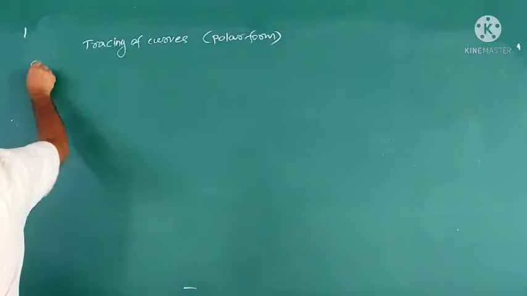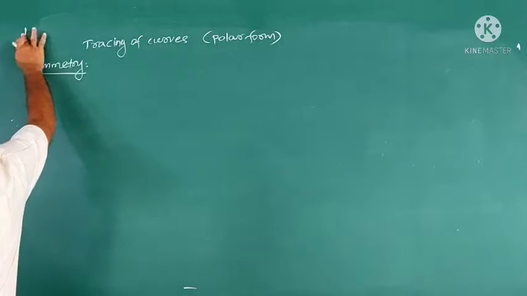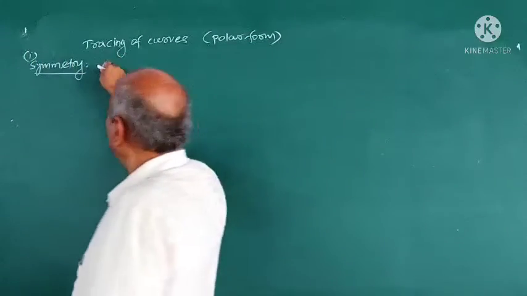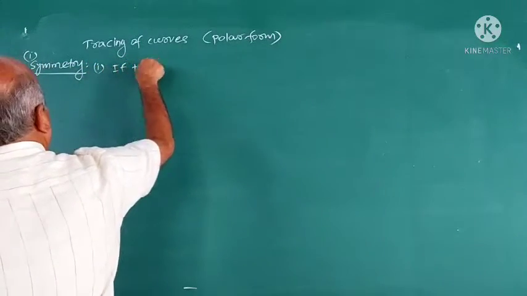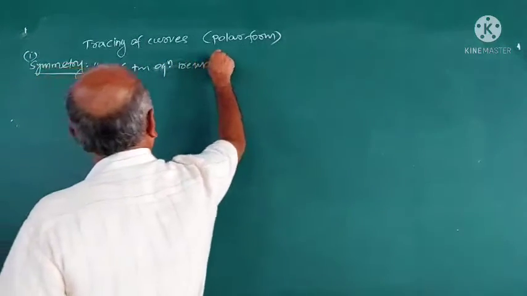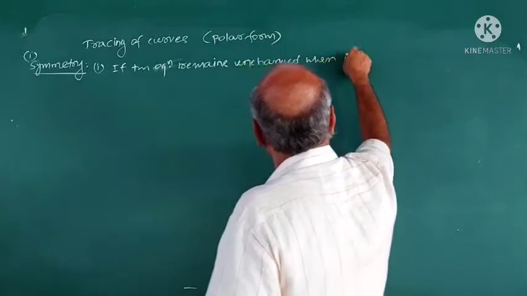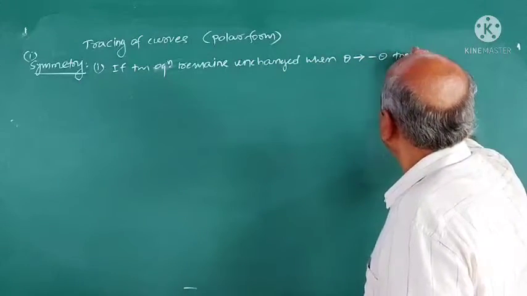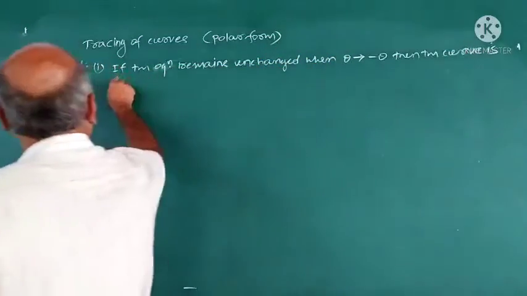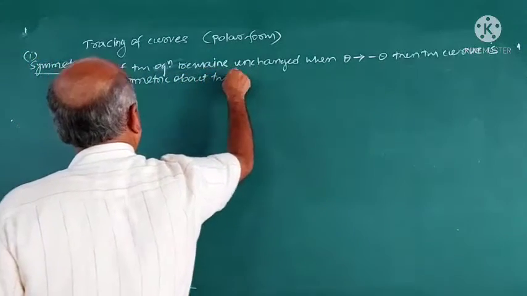The first thing while tracing the curve, the first point, is symmetry. This gives a lot of idea while tracing the curve. In the case of polar curves, symmetry is like this. If the curve remains unaltered, or the equation remains unchanged, when theta is changed to minus theta, then the curve is symmetric about the initial line.